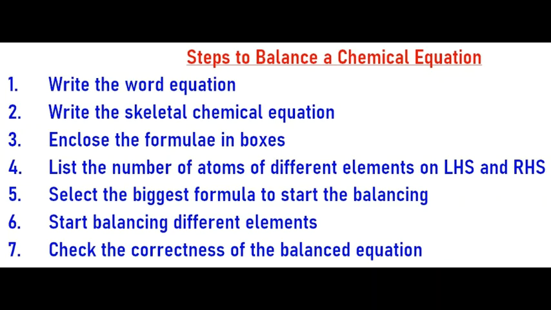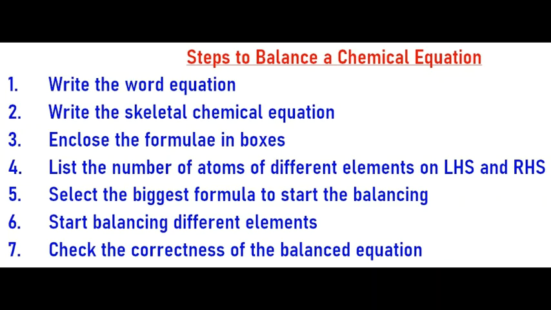Third step, enclose each item, the formulae, in boxes. These boxes will represent a bracket that will remind you that when you put a coefficient before any box, all the atoms inside that box are multiplied by that coefficient. Number 4, make a table and list the number of atoms of defined elements on the left hand side and right hand side. I will show you how to make the table.